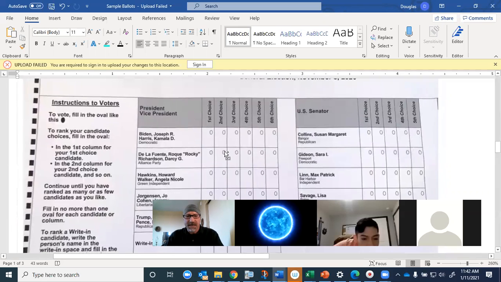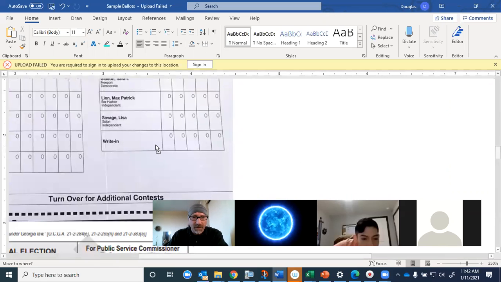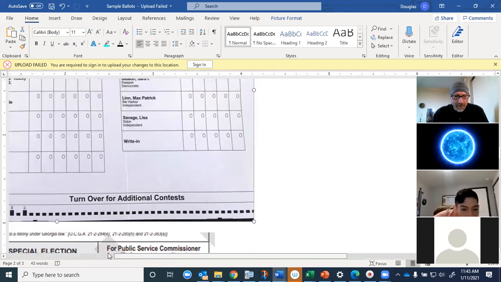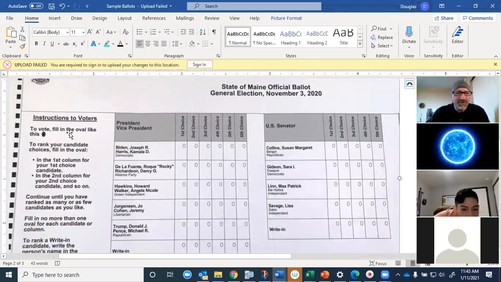Now, this is a ballot for the state of Maine. This is a picture of their ballot right here. Their ballot says: to vote, fill in the oval like this, blacken it in. To rank your candidate choices, fill in the oval in the first column for your first choice candidate, in the second column for your second choice candidate, and so on. It says continue until you have ranked as many or as few candidates as you like.